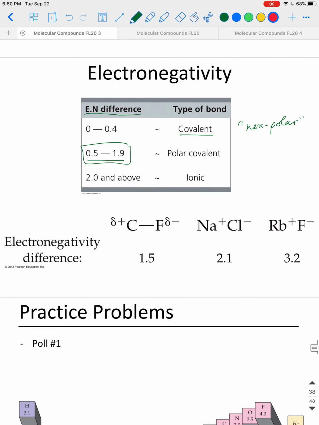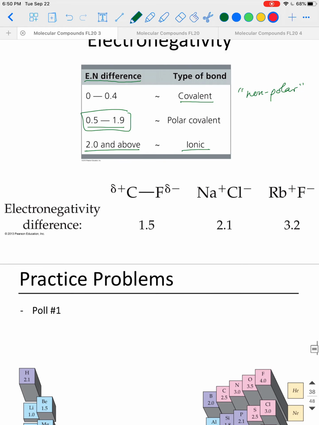All right? If it's 2.0 and above, that's wildly different, right? At that point, we just call the bond ionic because we have something that's totally given away an electron, something that's totally received an electron. So it's ionic. All right.